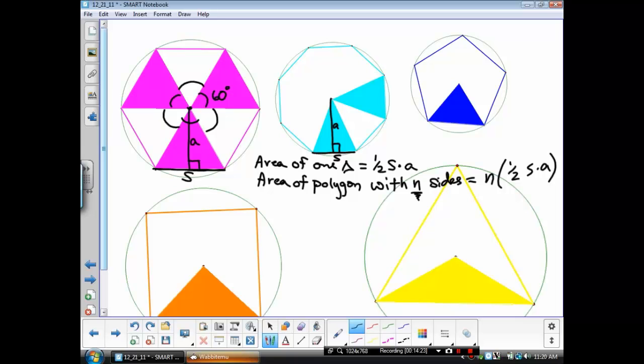And we can do this with every polygon. We recognize that with every polygon, what we have here is in fact however many congruent triangles as we have congruent sides.